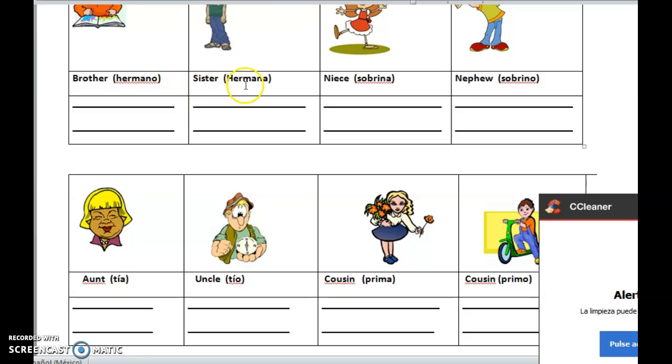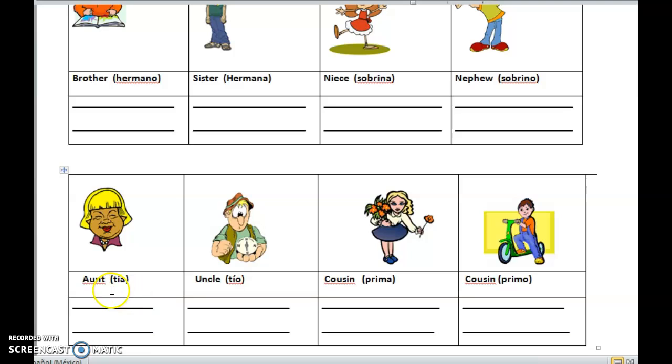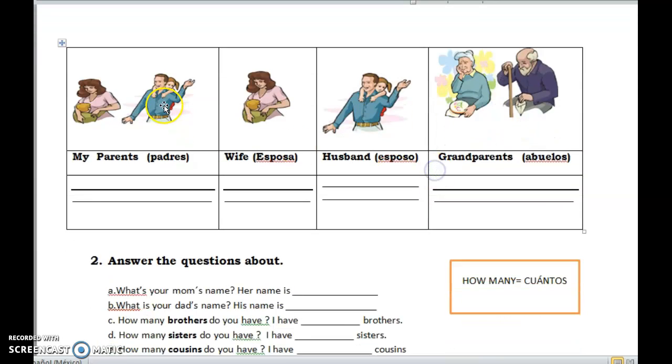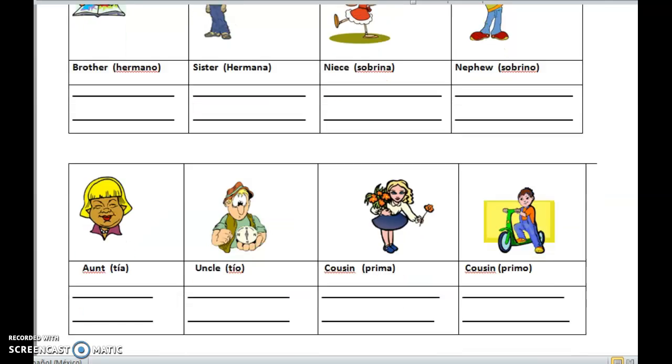brother, sister, niece, nephew, aunt, uncle, cousin, my parents, wife, husband, grandparents. So, escribimos 2 veces la palabra debajo de cada dibujo en inglés.